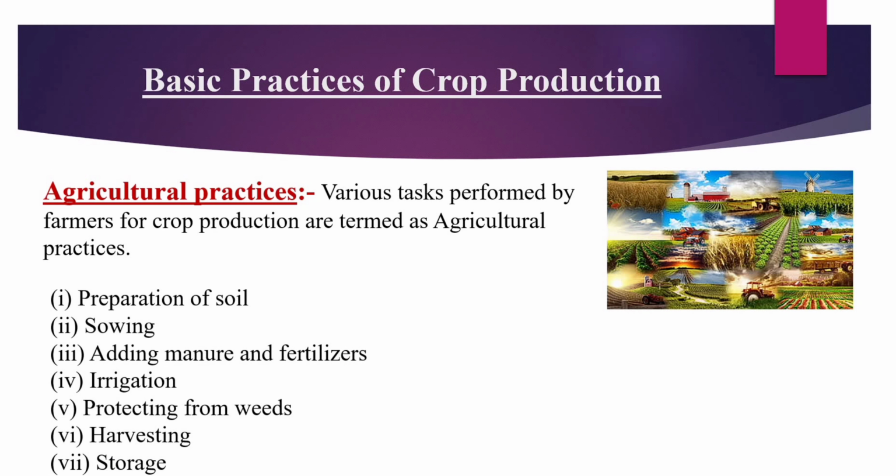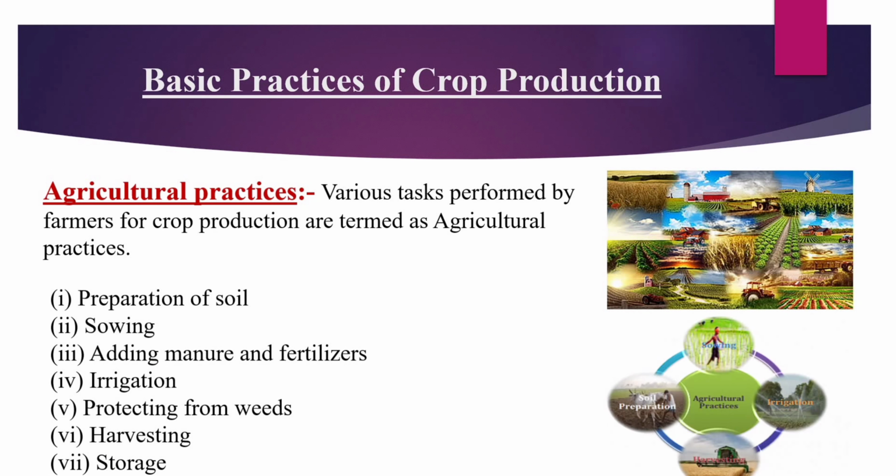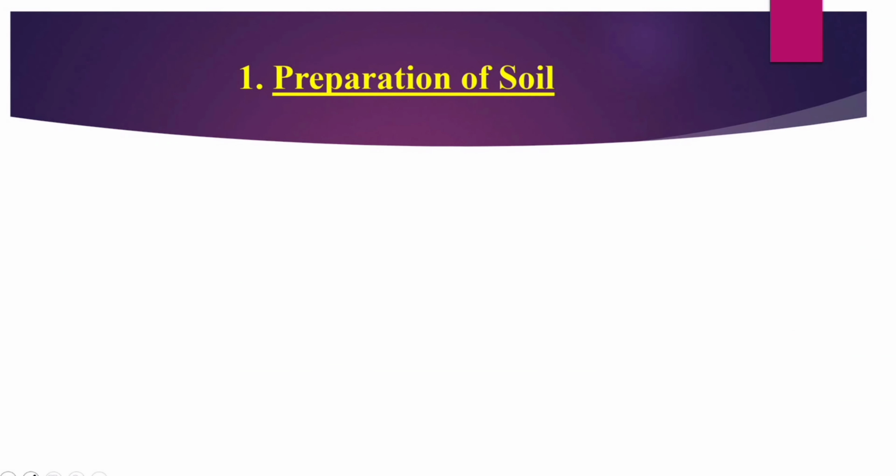So the first one is preparation of soil, then sowing, adding manure and fertilizers, irrigation, protection from weeds, harvesting, and the last step is storage. Now let us see the very first step, and that is preparation of soil.